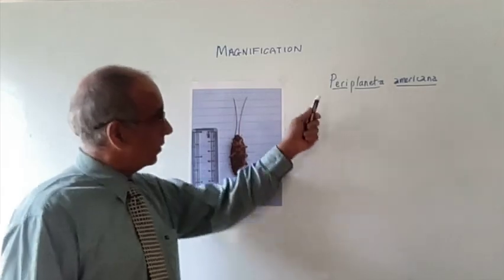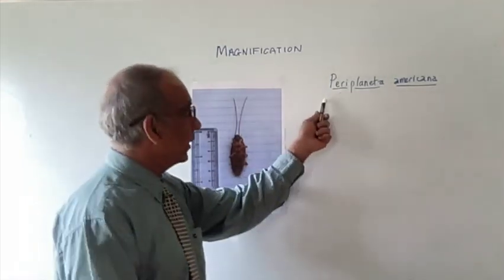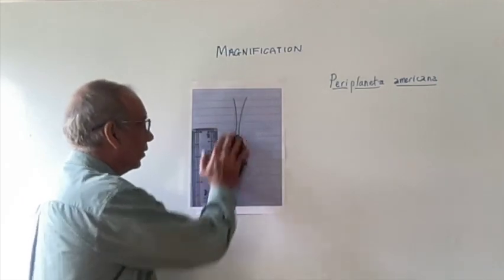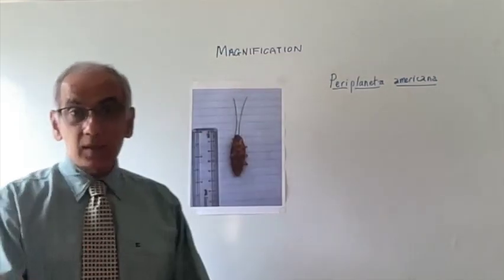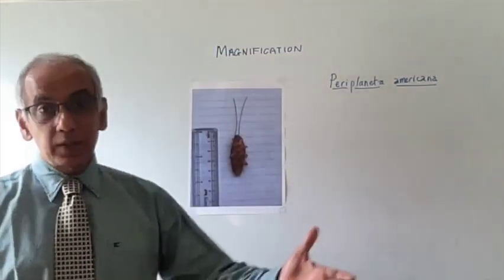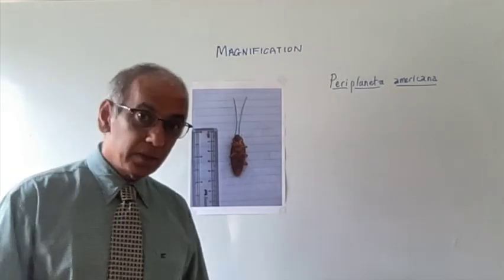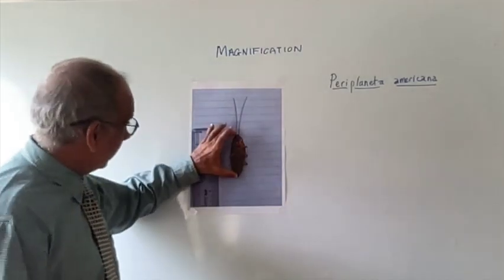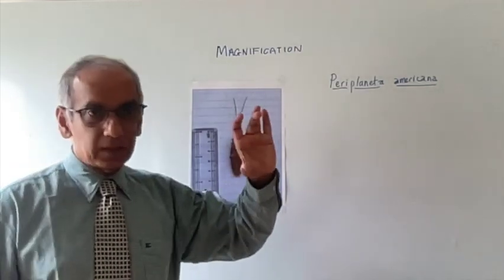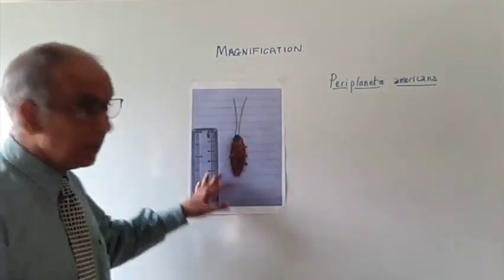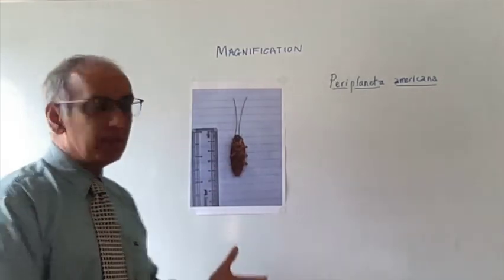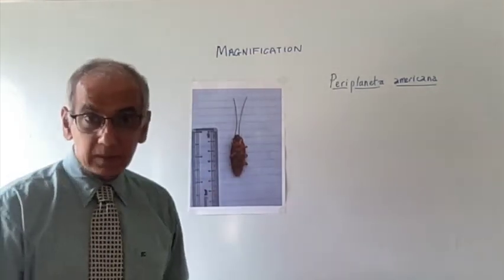Today I want to talk to you about magnification, and I have this image here of the cockroach. Biological name Periplaneta americana. Now this particular cockroach here, what does it look like to you? Is it larger than your typical cockroach or smaller than your typical cockroach? With this size, you wouldn't expect a cockroach to be this big. This image has been magnified a few times larger than the actual specimen.